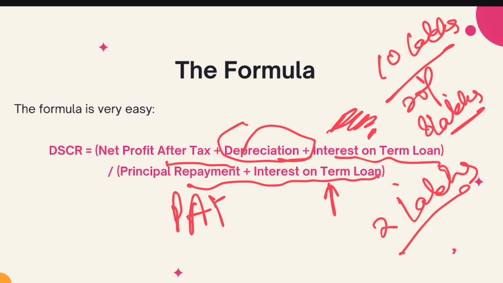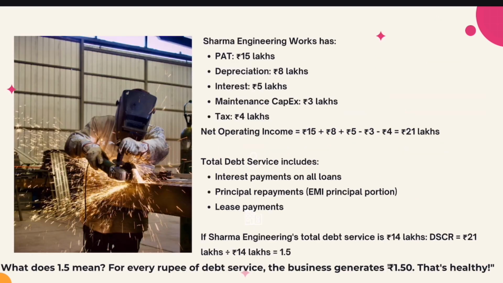Okay, so let's take an example. Suppose say Sharma Engineering Works, right? Profit after tax is 15 lakhs, depreciation 8 lakhs, interest on the term loan will be 5 lakhs, maintenance capex will be 3 lakhs, and tax will be 4 lakhs. So what will be the net operating income? It is 21 lakhs, right?